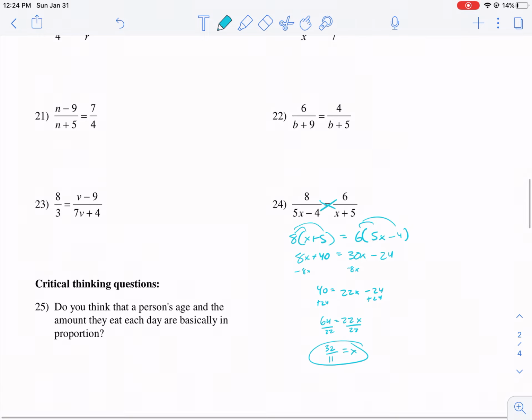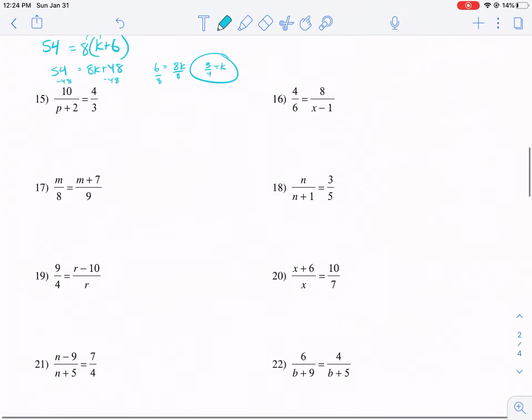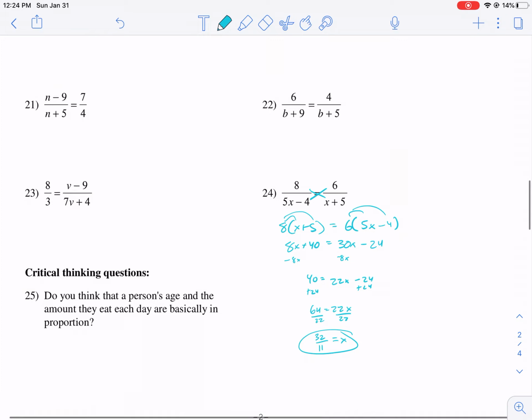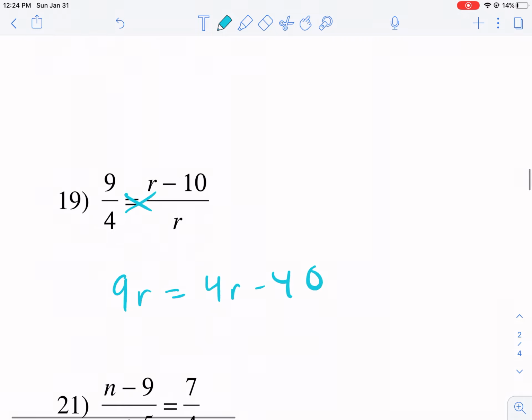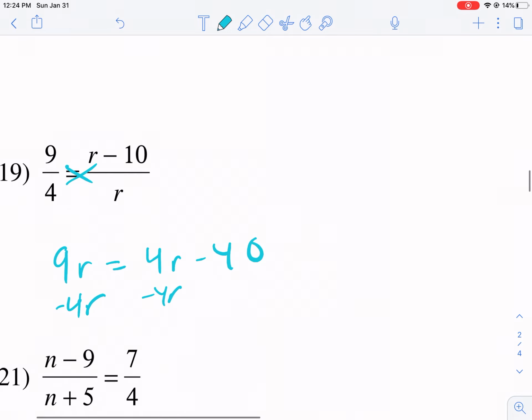Kind of a not great critical thinking question. Maybe I'll do one more. Let me do an odd one. We'll end on this one. So we have 9r equals 4r minus 40. Notice how I did that in my head. I'm not trying to brag. I'm just showing you can do these steps in your head. Sorry, it didn't come out right.